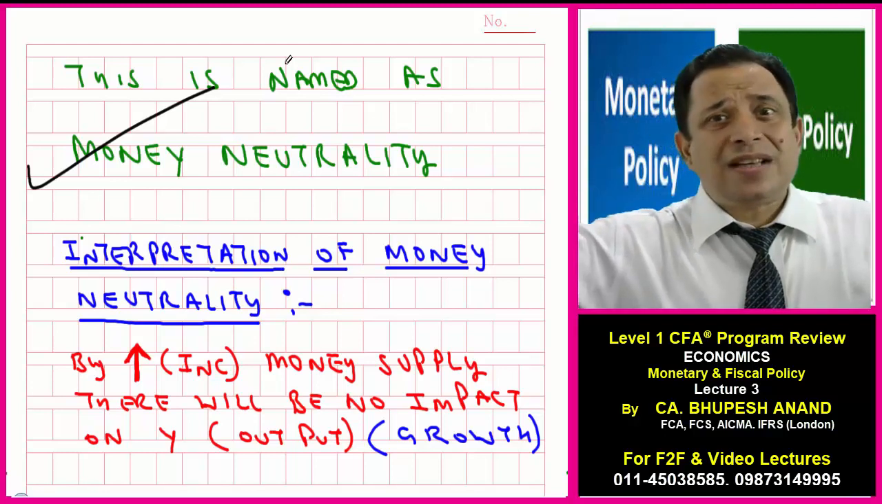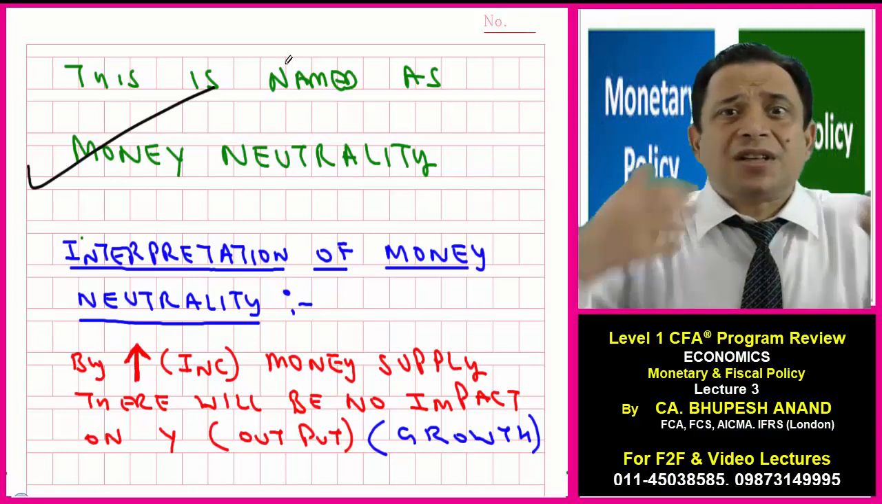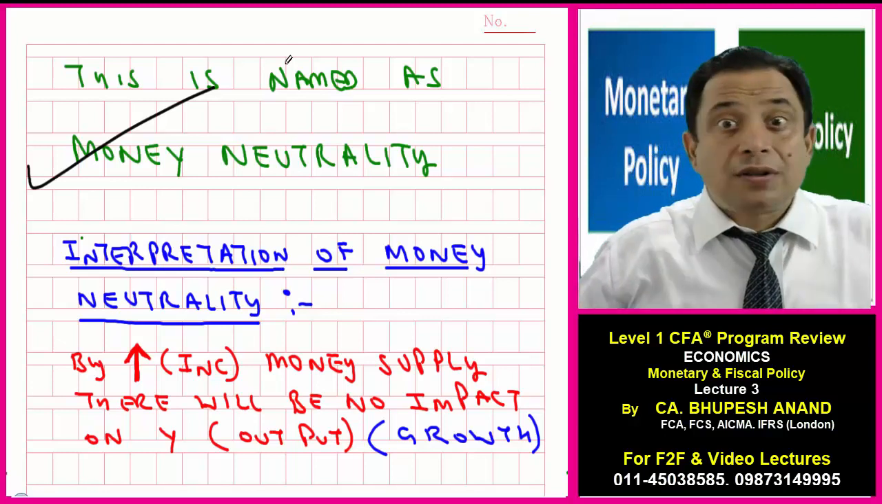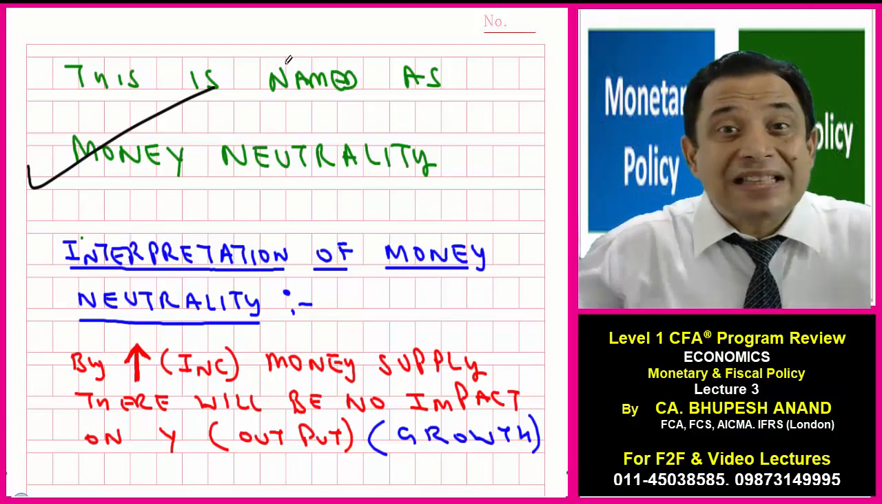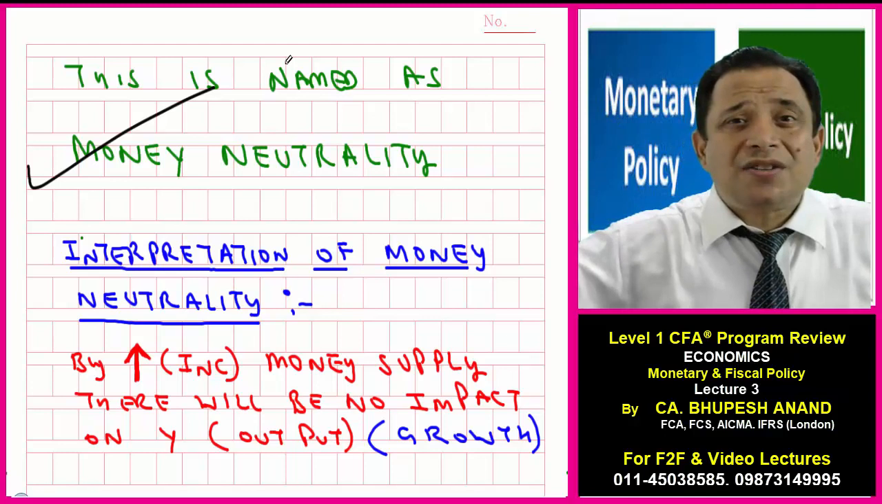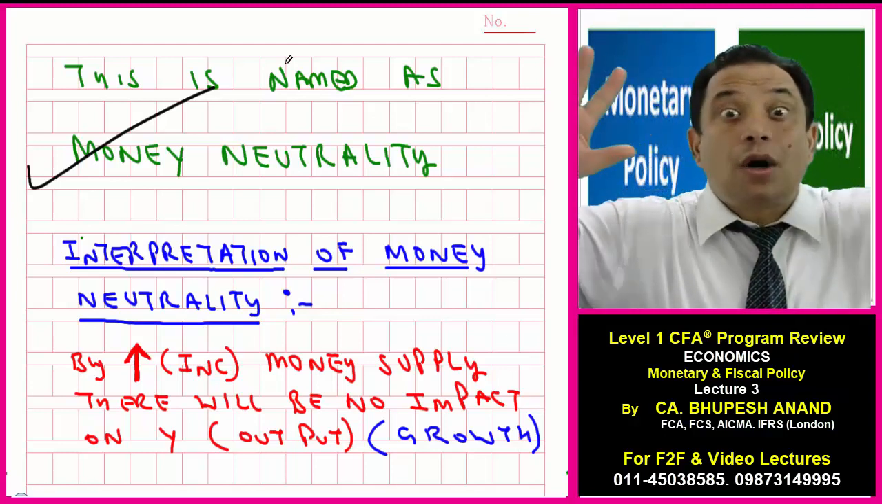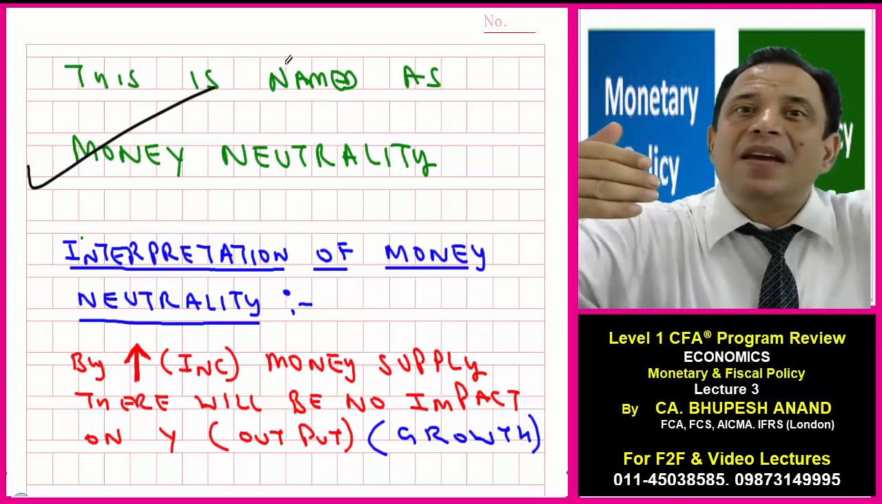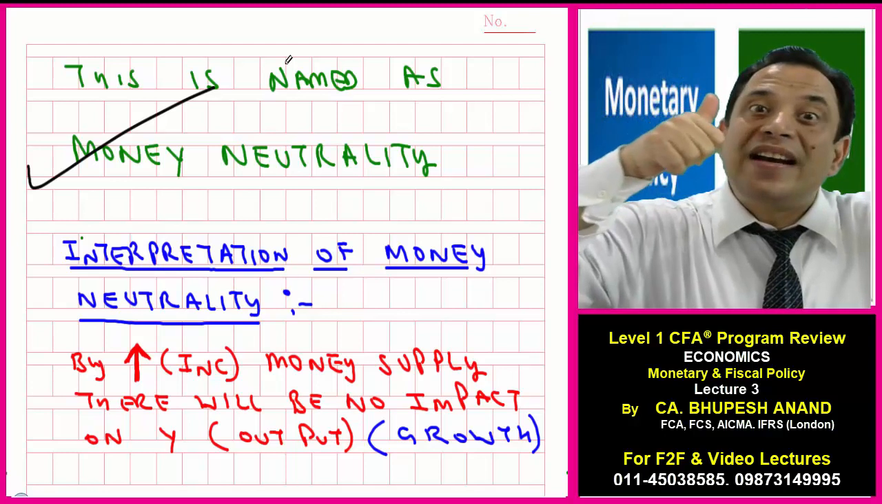We have seen in USA, after 2008 crisis, US Fed has increased the money supply just to revamp the system. But actually, the growth has not been increased. It means that by just increasing your money supply, by just printing your currency notes, can you increase your growth? No, not at all. In short run, it can be. But in long run, always there is a concept of money neutrality.